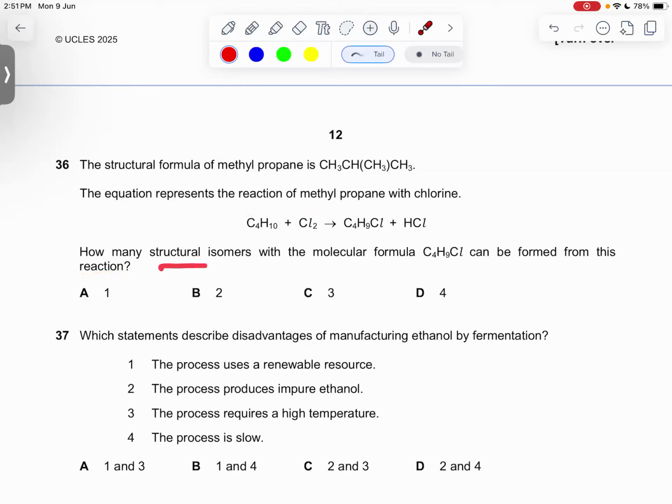How many structural isomers are there with the molecular formula C4H9Cl? For that, we have to see how many structural isomers can have the formula C4H9Cl. To do that, we look at what can be formed from this reaction. So here's methyl propane, and I'll have to draw all the carbons separately, and hydrogen separately.